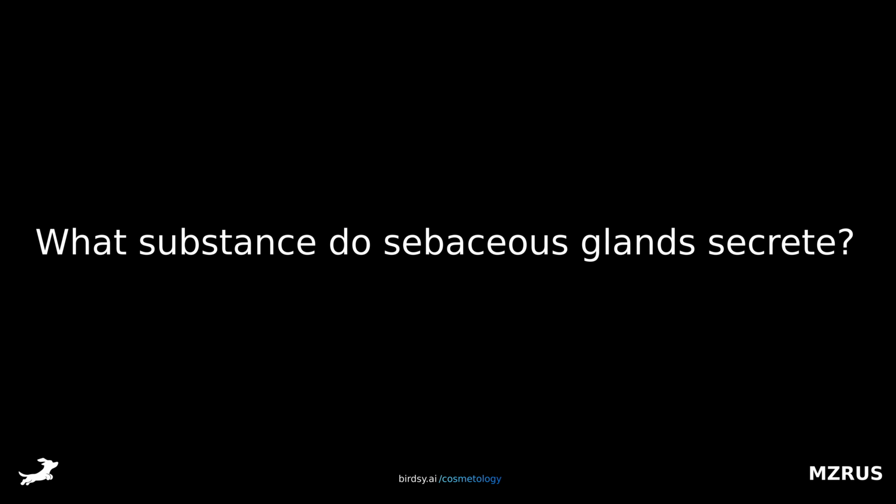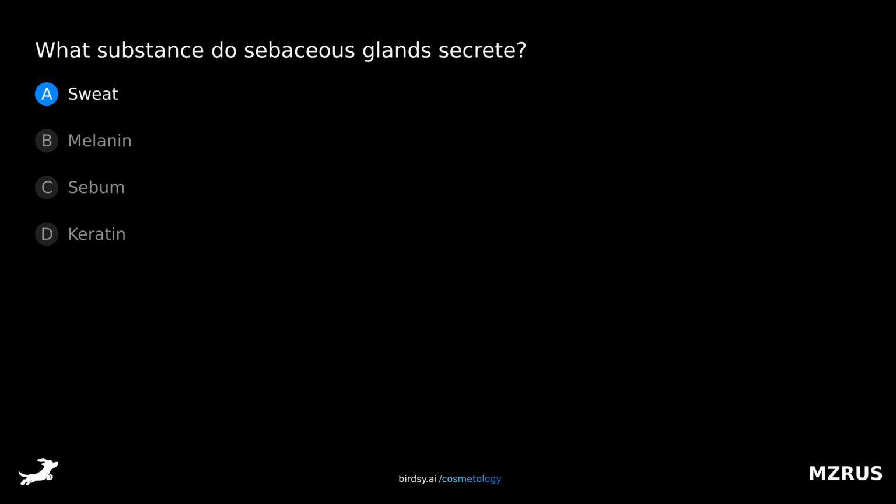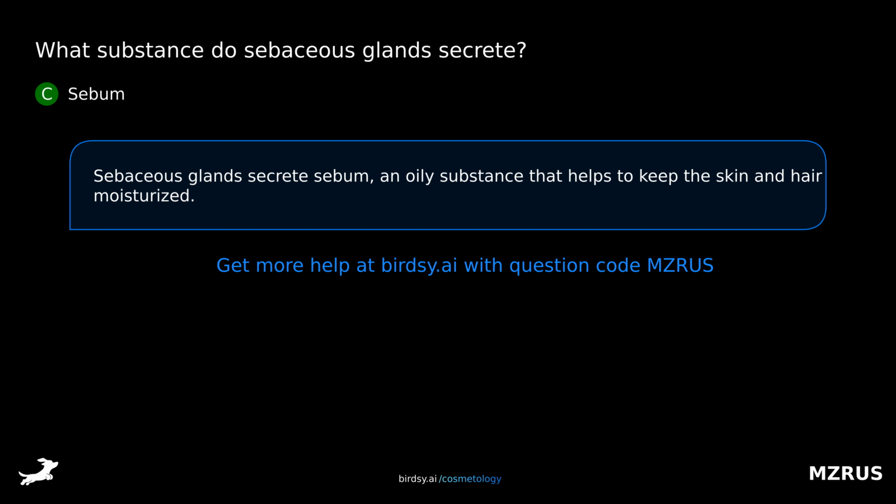What substance do sebaceous glands secrete? Is it A, sweat, B, melanin, C, sebum, or D, keratin? The answer is C, sebum. Sebaceous glands secrete sebum, an oily substance that helps to keep the skin and hair moisturized.